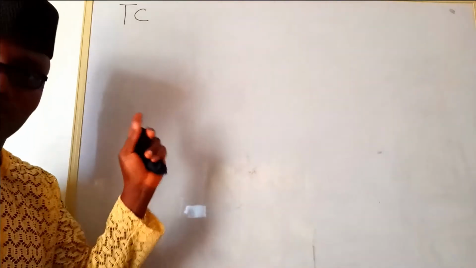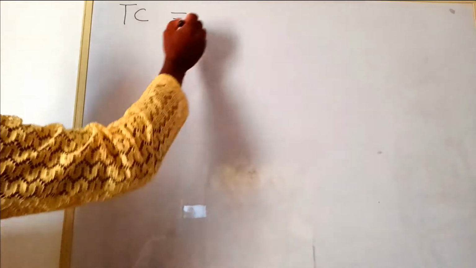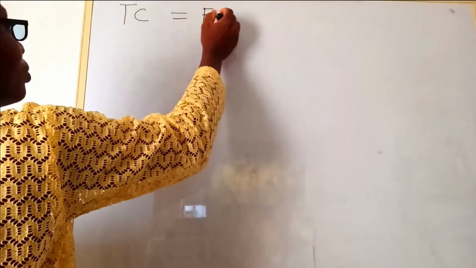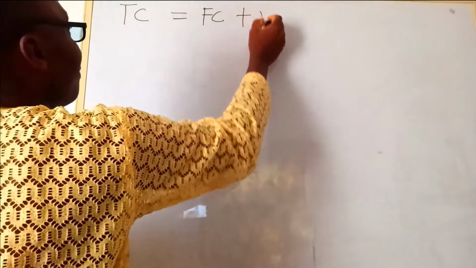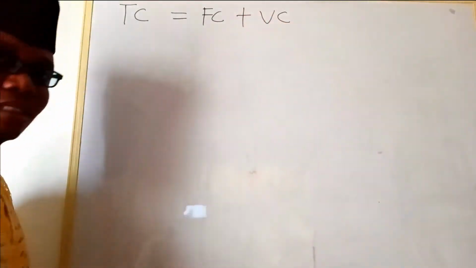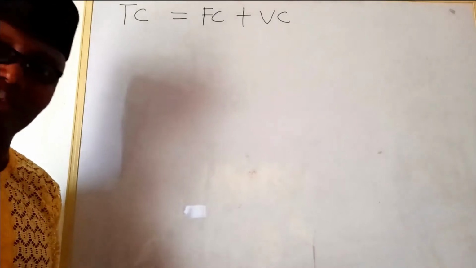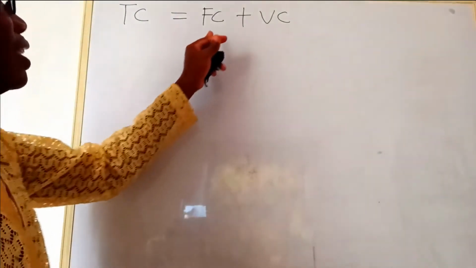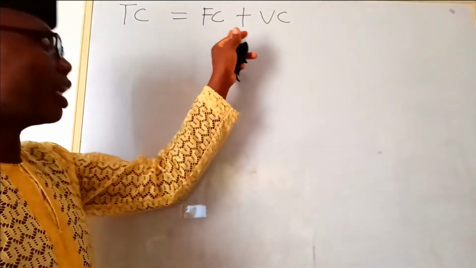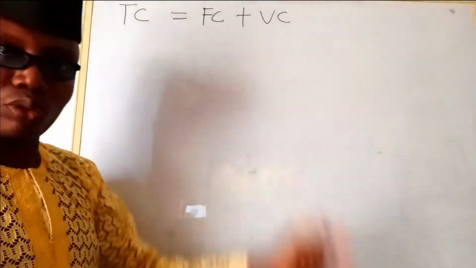The concept of total cost, which for short I will leave as TC. The formula states that total cost, most of us should know this, equals fixed cost, FC, plus variable cost, VC. This is a fundamental basic formula. The total cost of a firm is the addition of the fixed cost of the firm and the variable cost of the firm.